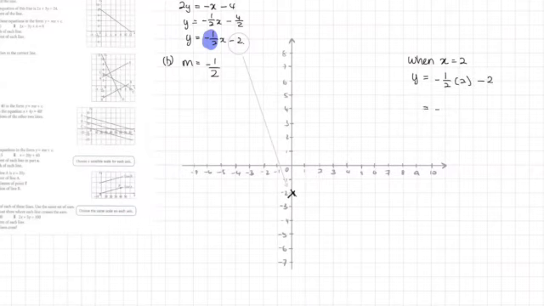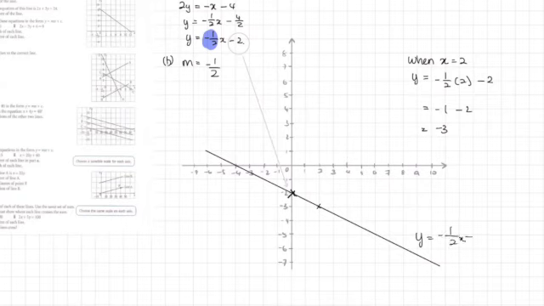Negative 1/2 of 2 is -1, minus 2 is -3. So my coordinate will be (2, -3). This is my line, y = -1/2 x - 2.